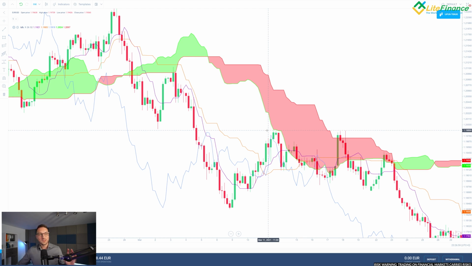And also, as for the Ichimoku last words, remember not to trade in the cloud and not to use it in the ranging markets.